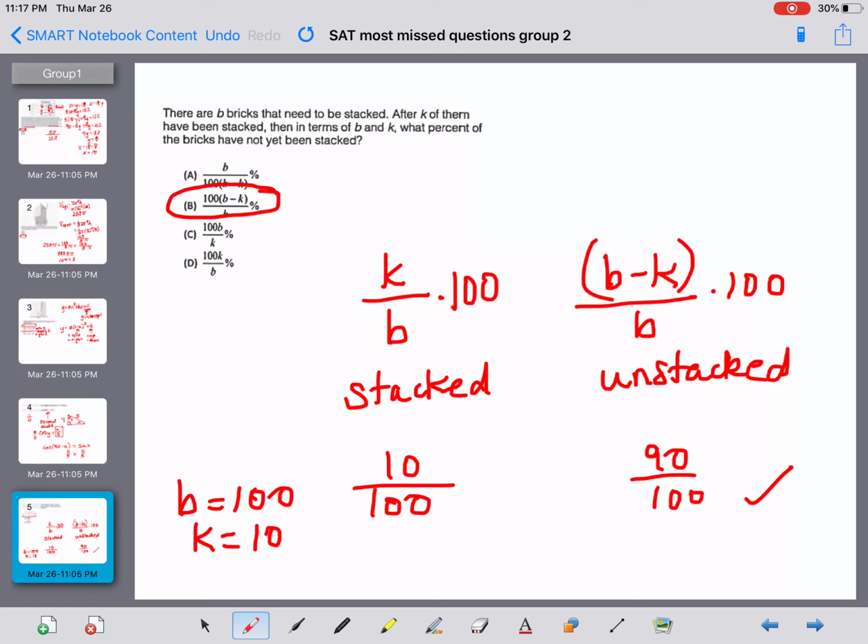So kind of multiple options, but don't be scared when they just give you variables. So keep plugging away at these. And I'll give you some more hints on the next group later.